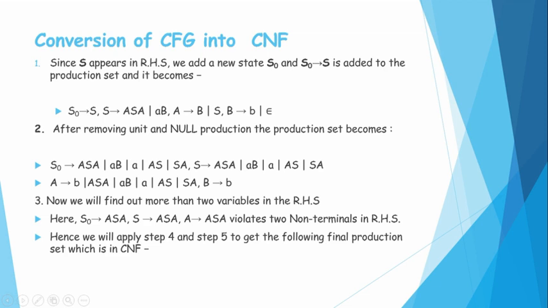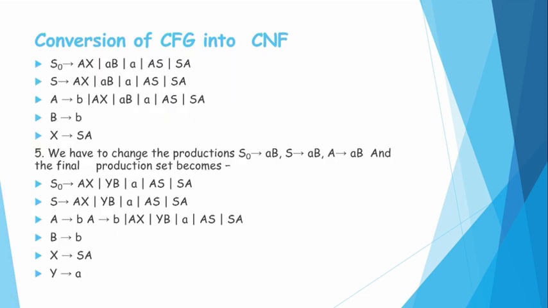Now we have to remove this. So what we have done here: S0 was deriving ASA. In place of SA we substitute X. So now our production becomes S0 derives AX. Now a non-terminal is deriving 2 non-terminals, so this is done in CNF. The rest is done the same.